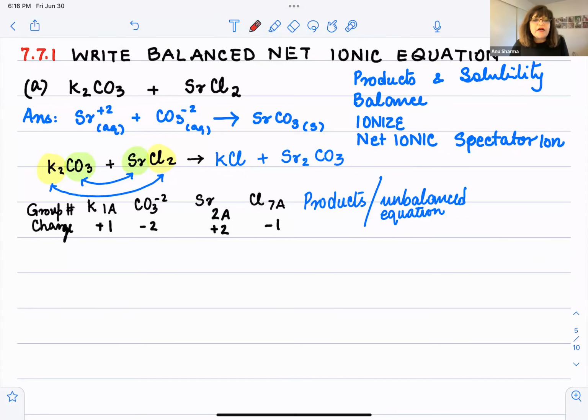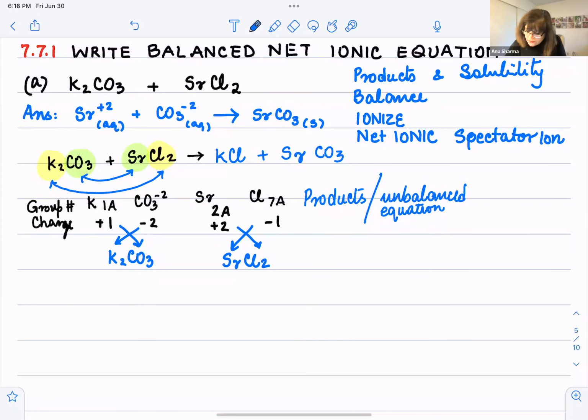But now we are going to look at this again. I was just trying to explain the writing of the formulas, which was, this number comes here and this one goes here. So this gives you K2CO3. And then similarly, this number is going to come here and the one comes here. So this is SrCl2. Okay. And then when they switch places, this gives you not Sr2. So this was a mistake here. I'm sorry.